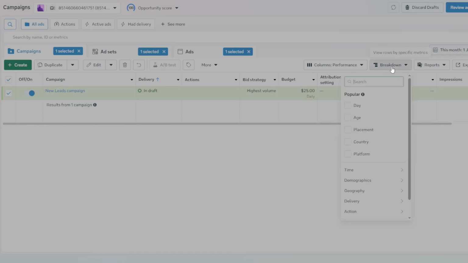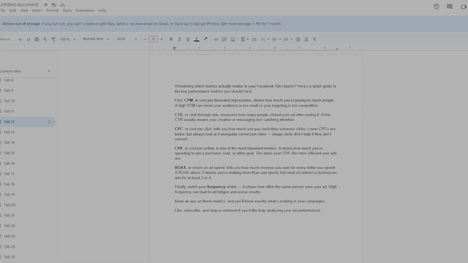Then you have ROAS, which means return on ad spend. It tells you how much revenue you earn from every dollar you spend. So if you have a ROAS above $1, it means you're making more than you spend. But most e-commerce businesses aim for at least 3 or 4.